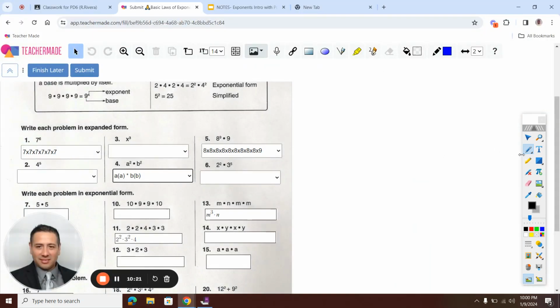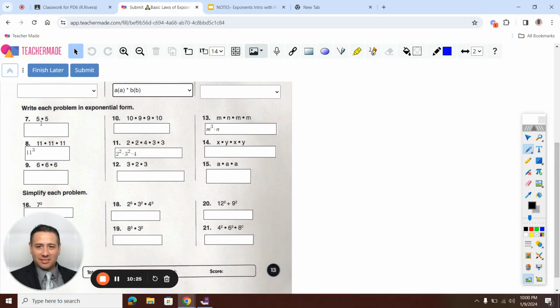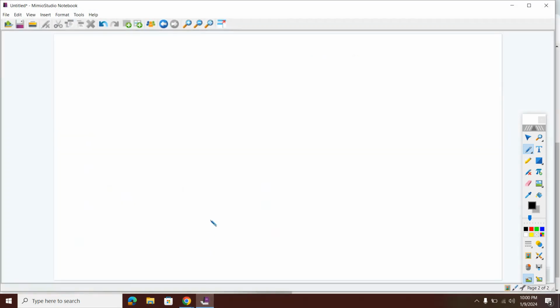The next section here, this time we want to go back to exponential form. So I did this first one. It had 11 times 11 times 11. So who's being multiplied to itself? 11. How many times is it being multiplied to itself? 1, 2, 3. So 11 to the third power, or 11 cubed. That would be the answer.